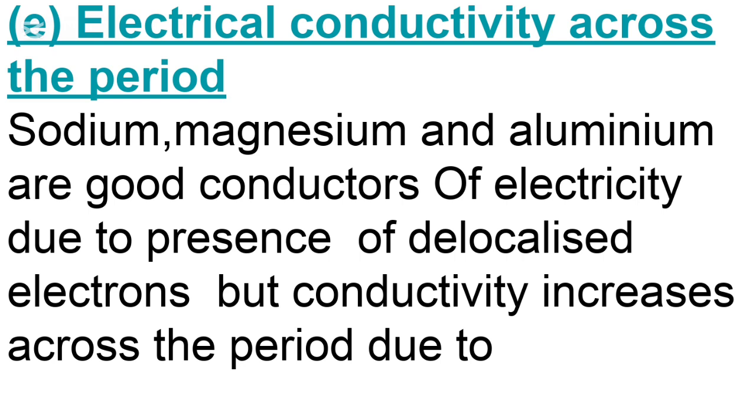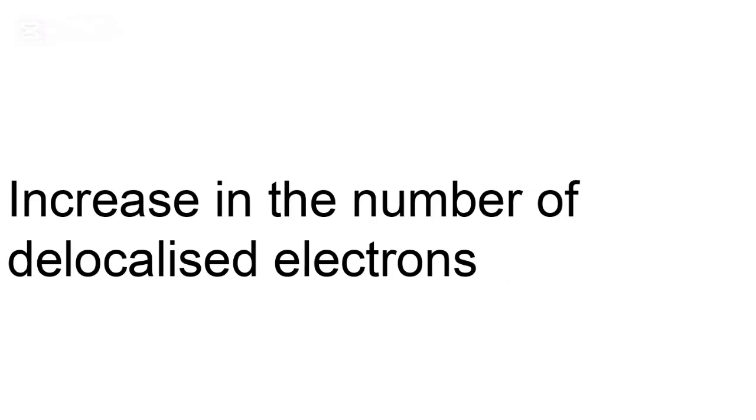Now the next trend we are going to look at is electrical conductivity across the period. Now sodium, magnesium and aluminium are good conductors of electricity due to presence of delocalized electrons, but the conductivity increases across the period due to increase in the number of delocalized electrons.